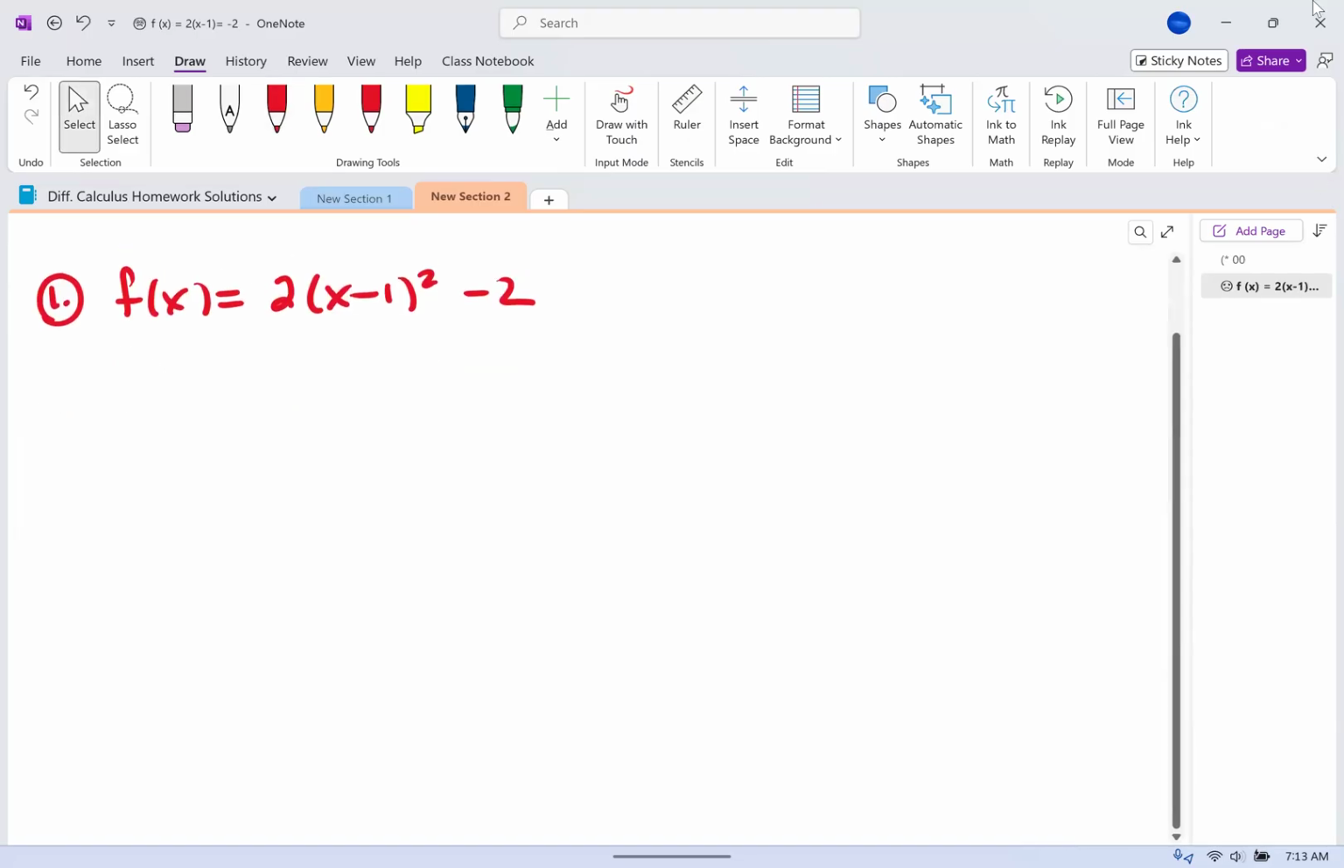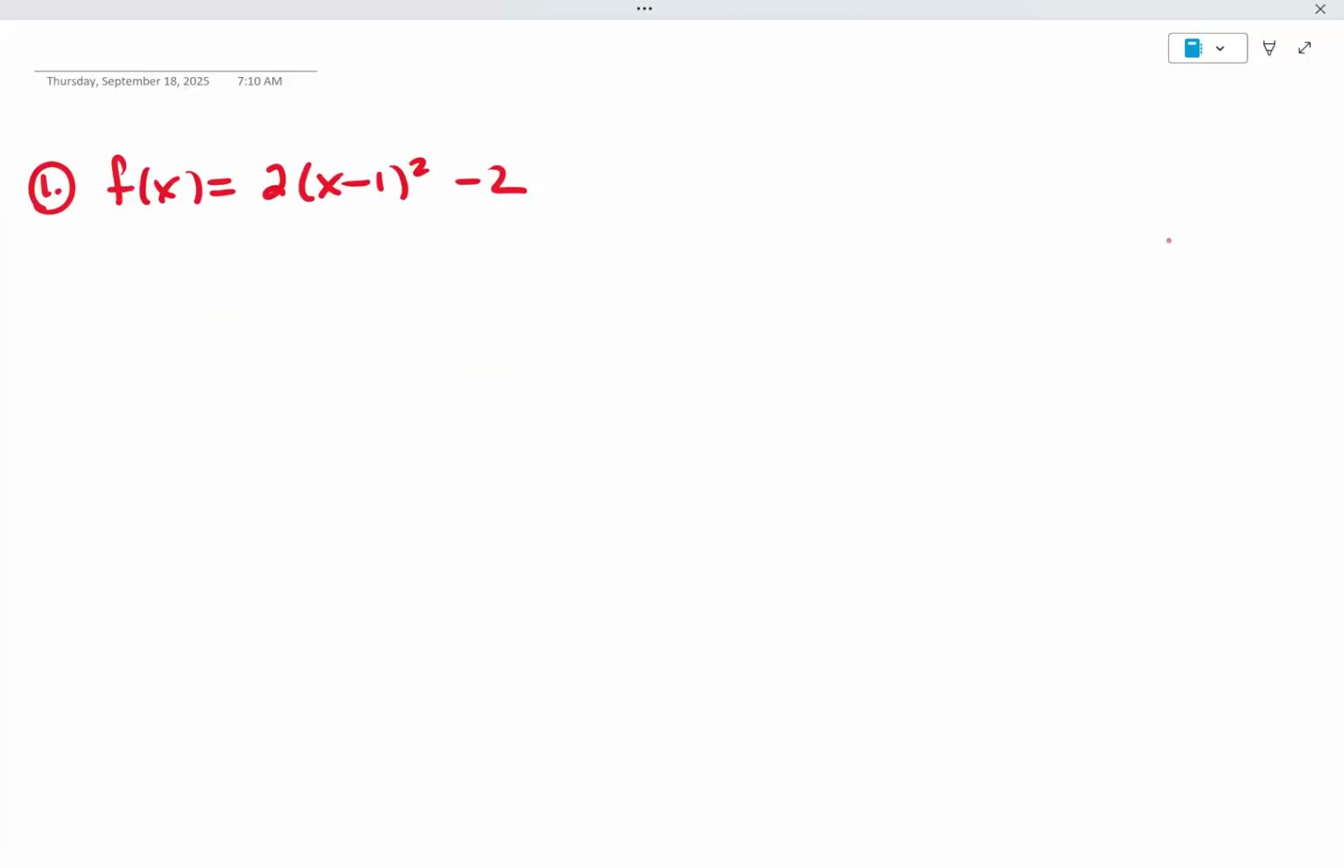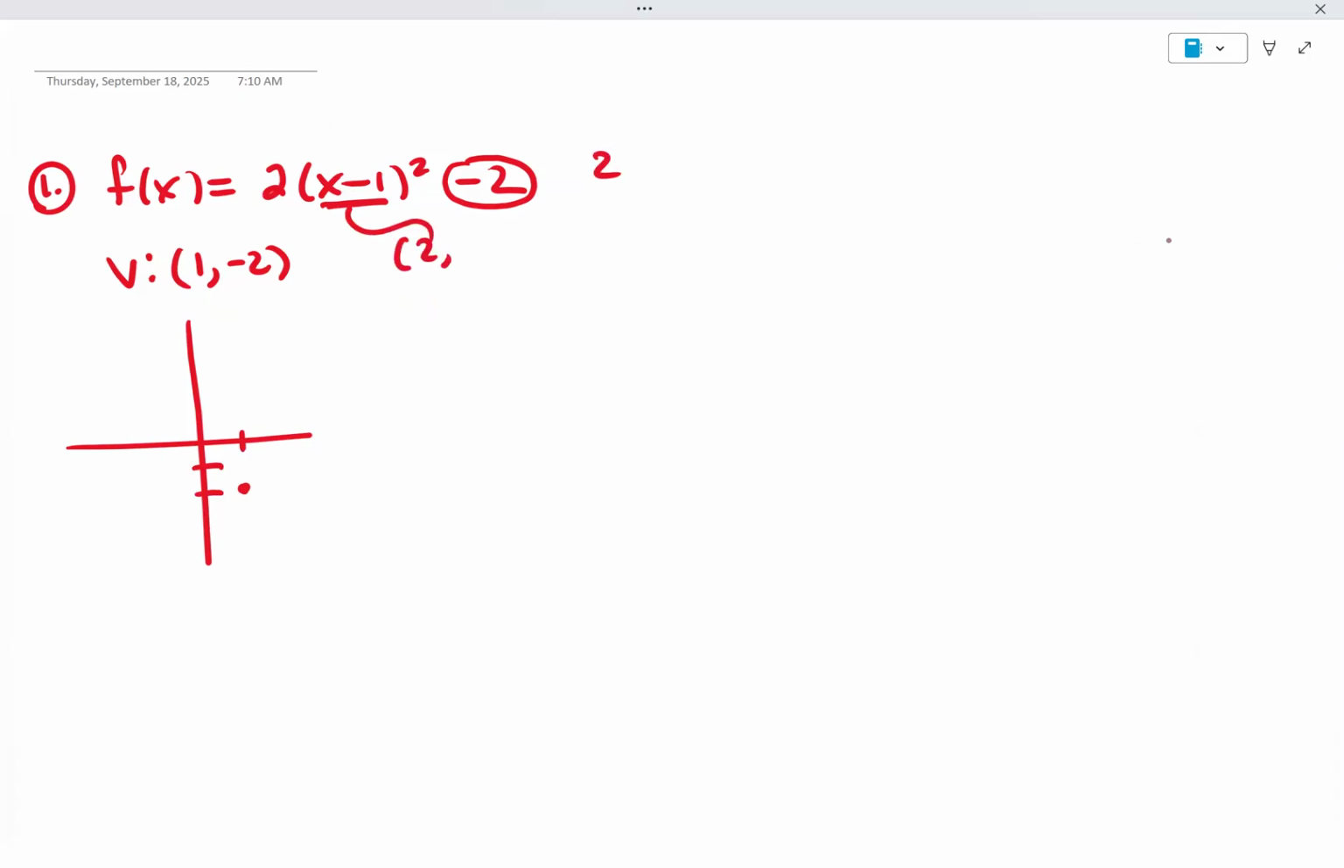And with all these basic functions, we've got to get the vertex. For this right here, the inside will be 0 when x is 1, and the constant being subtracted at the end is minus 2. So that's our vertex: over 1 and down 2. I'll pick a point near 1, such as 2, and substitute it into the function. 2 minus 1 is 1, squared is 1, and 2 minus 2 is 0.